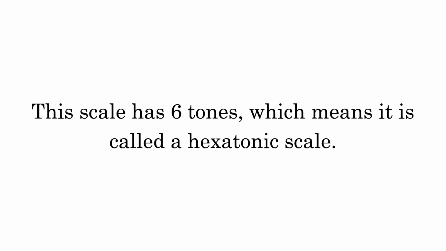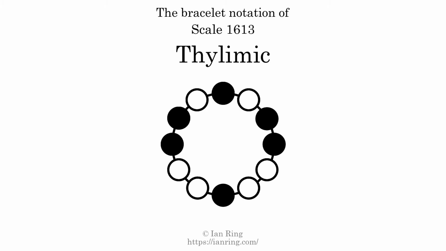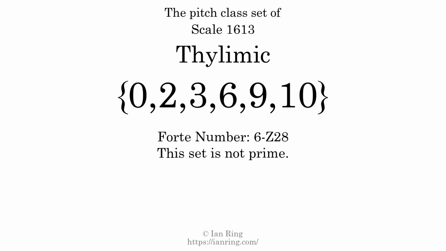This scale has 6 tones, which means it is called a hexatonic scale. This is a bracelet notation diagram of scale 1613. The shaded circles represent tones that appear in the scale, and they are read clockwise, starting at the top. The pitch class set for this scale is 0, 2, 3, 6, 9, 10. The forte class is 6Z28. This set is not prime.